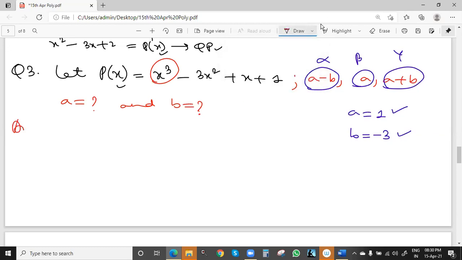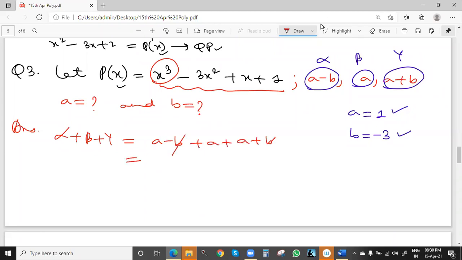So let me write the answer. The equation was given in this way, and we can assume this as P(x) because it is a polynomial in terms of x. Now we know alpha, beta, gamma are 3 zeros of the given cubic polynomial. So alpha plus beta plus gamma is equal to minus b by a, that we know. But before that we'll put the values. Alpha is a minus b, beta is a, and gamma is a plus b. So this will be 3a, and this value is minus b by a.